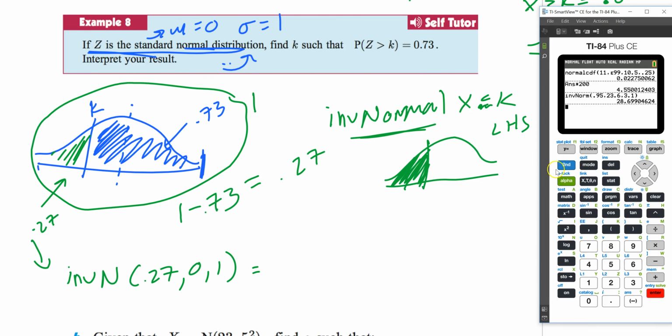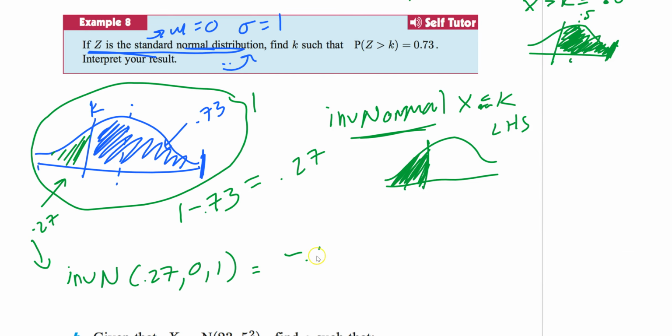All right, so again, I go back to second distribution. Go to invert normal. Again, I had to use the left-hand side, so in this case, it gave me the right-hand side. So I had to do a little mathematics. And then go down, 0, 1, because again, they said standard normal, so you have to know that. It's the vocab. Hit enter. And negative 0.61 something.